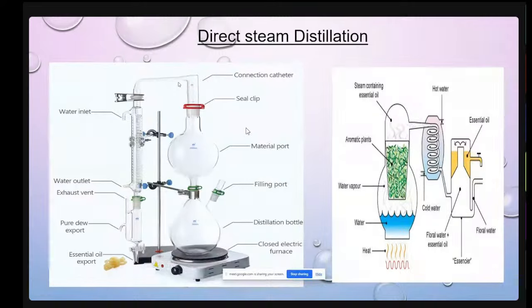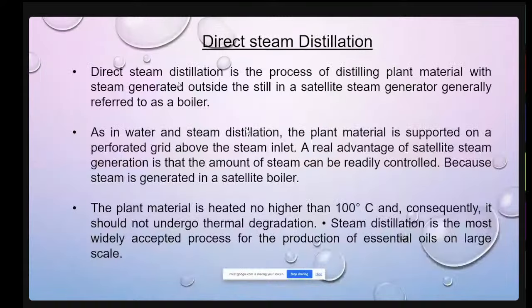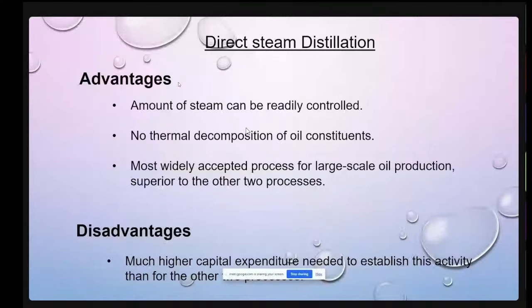Here is the direct steam distillation. The advantage of the direct steam distillation is that the amount of the steam can be readily controlled, there is no thermal decomposition of oil, and it is the most widely accepted process of large-scale oil production. The only disadvantage is that it has a much higher capital expenditure needed to establish this compared to the other types of distillation.